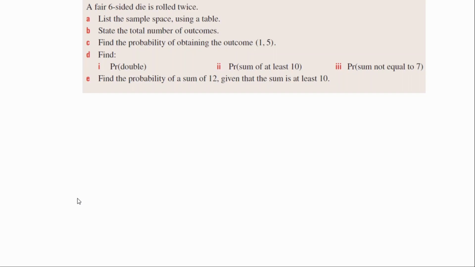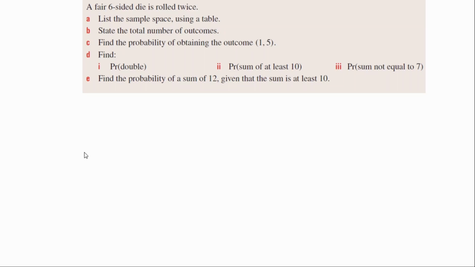Let's have a go at an example problem here. So we have a fair 6-sided dice is rolled twice. When working with dice, it's always going to be with replacement, because when you roll a 1, on your next dice, the 1 isn't going to disappear. It's going to be possible to roll a 1 twice.